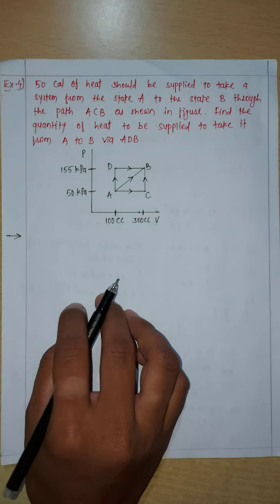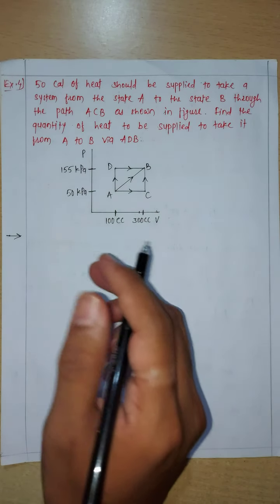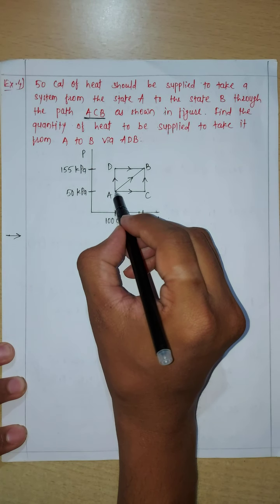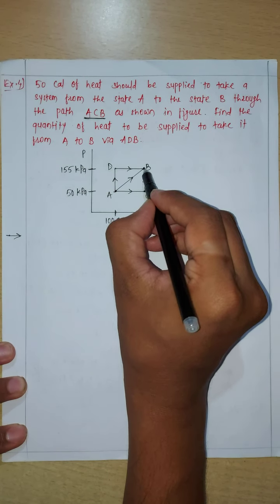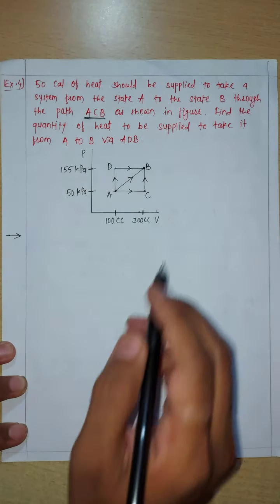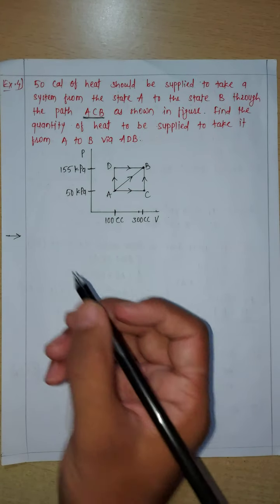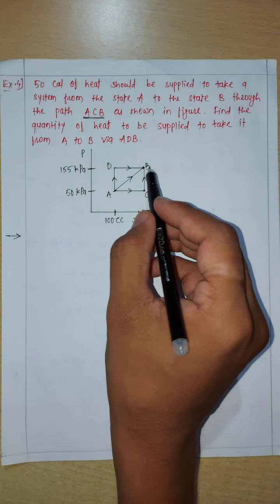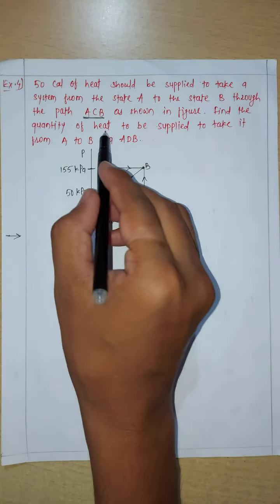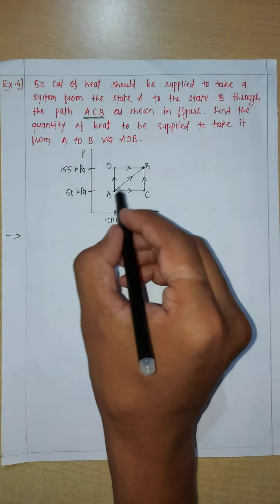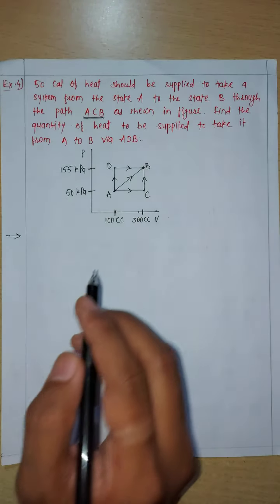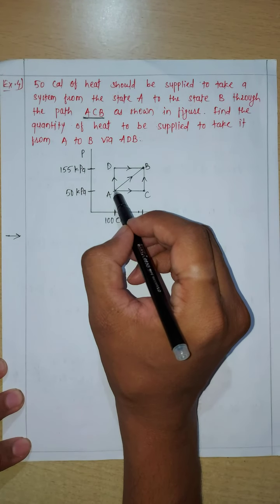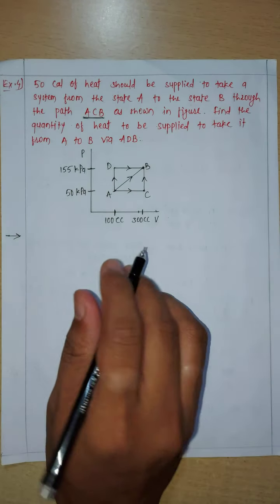What they have said is that 50 calorie of heat is provided to the system along ACB. That means along the path A, C and B a particular amount of heat, which is 50 calorie, will be supplied, and you have to calculate the heat to be supplied to take it from ADB. So there are two processes, one from ACB and another from ADB, and we have to calculate separately.